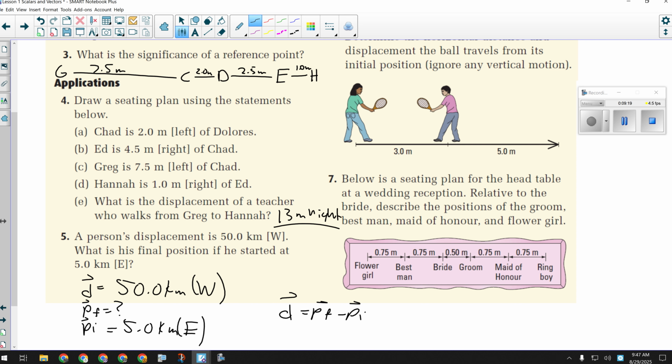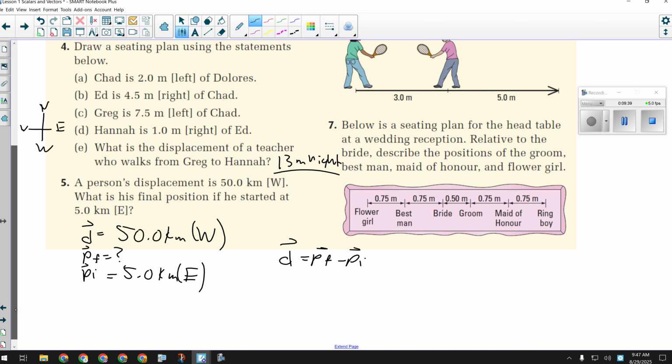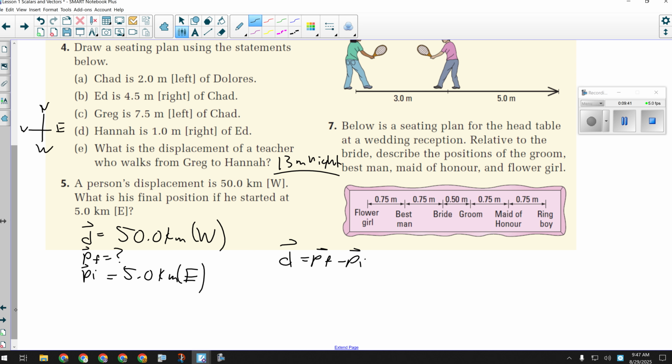The only thing I have to be aware of is that I have east and west, so one of them needs to be negative. We usually make west negative just because of an XY plot. The left side is always negative. That's where west would be, right? So east is usually positive, west is usually negative. So I'm just going to manipulate this equation for final position by adding the initial position over to the other side. So D plus PI should give me PF. That will be negative 50 plus 5.